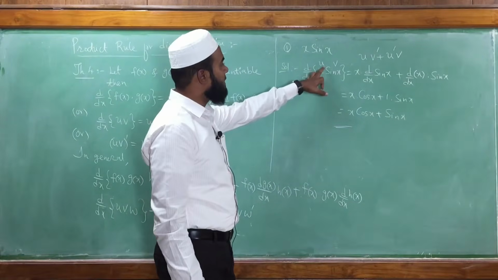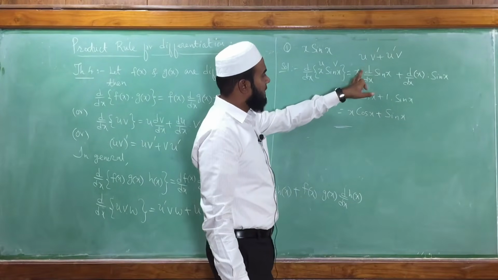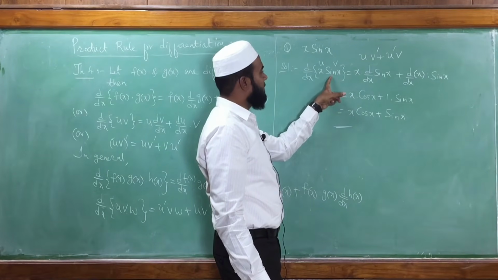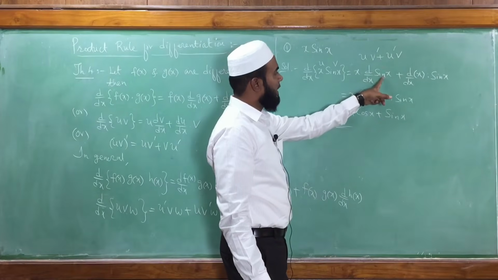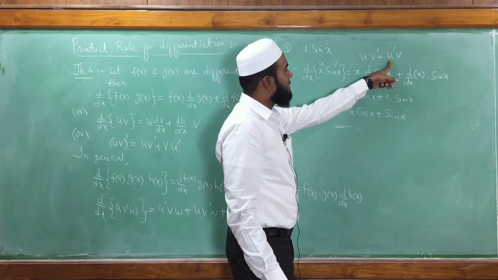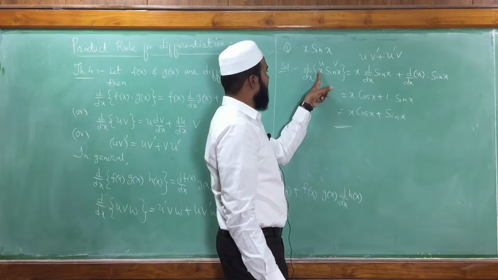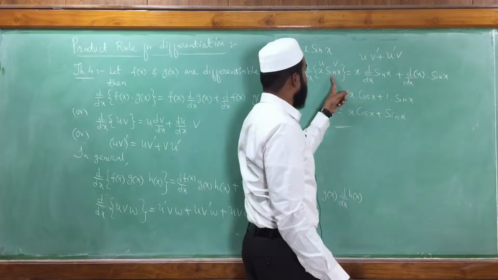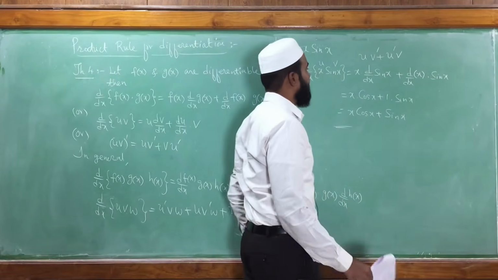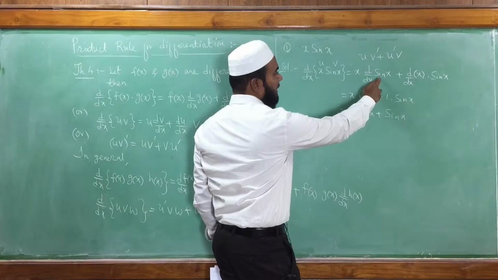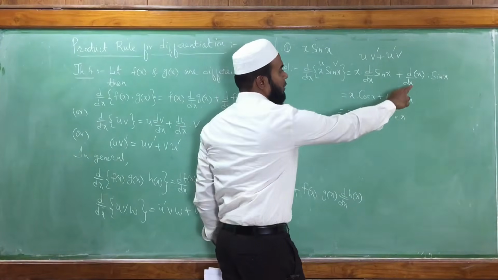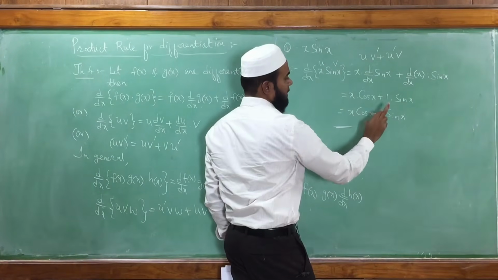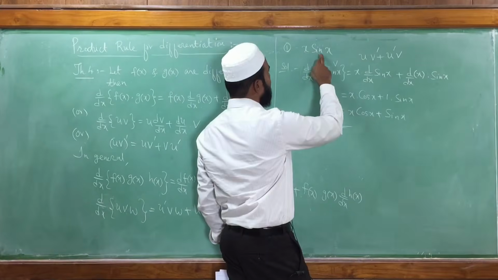So what we have done, u is x, we kept u as it is, that is x as it is. Then derivative of v, v is sin x. So derivative of sin x, d by dx of sin x, plus again u dash, derivative of first function, that is d by dx of x, sin x as it is, that is v as it is. Then x as it is, derivative of sin x is cos x, derivative of x is 1, then sin x as it is, right? So simplify, what we will get, x cos x plus sin x. So this is the derivative of x into sin x.